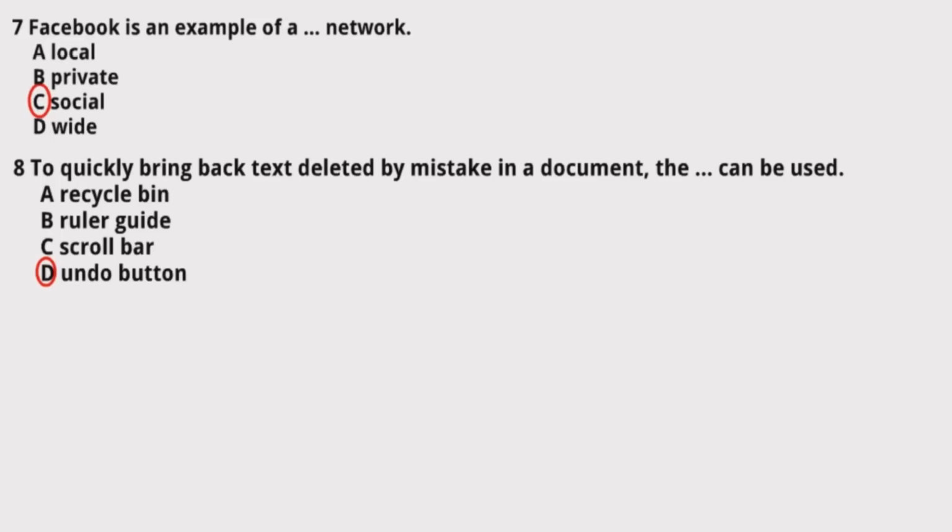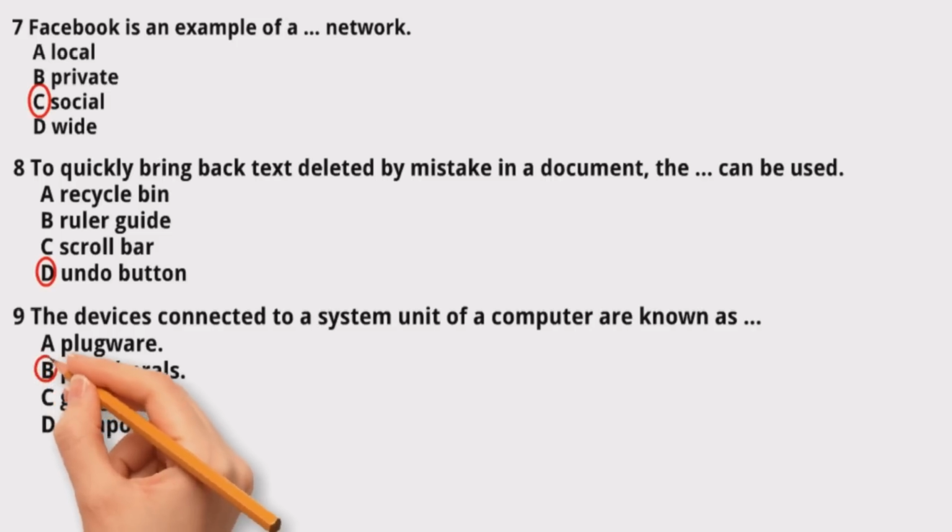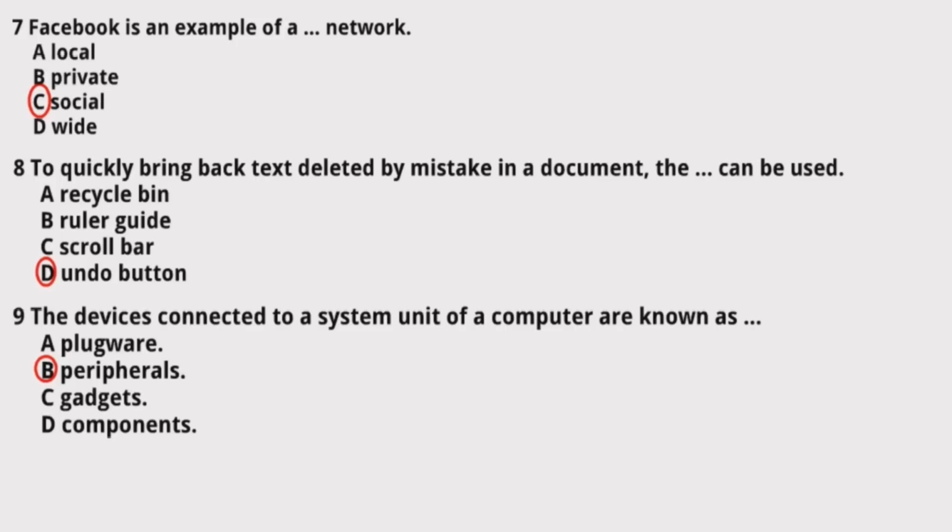Okay, we come to question number 9. The devices connected to a system unit of a computer are known as A, plugware, B, peripherals, C, gadgets, D, components. The correct answer is B, peripherals. So the devices connected to a system unit of a computer are known as peripherals.